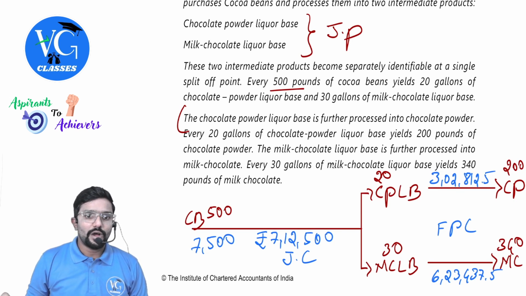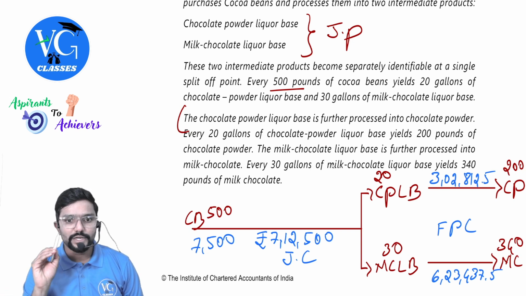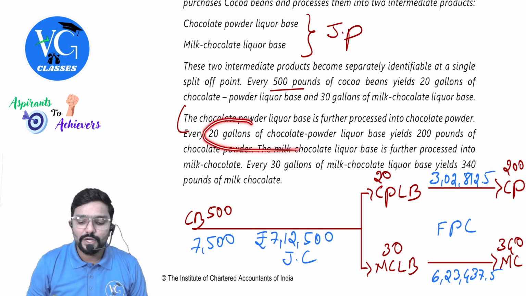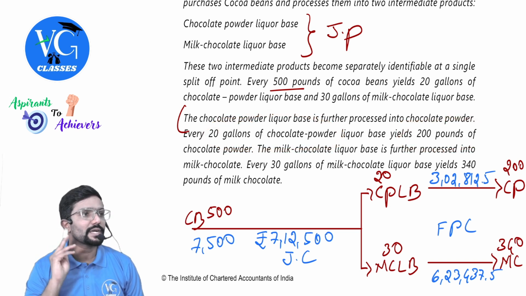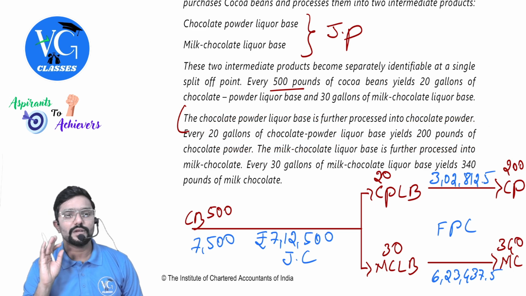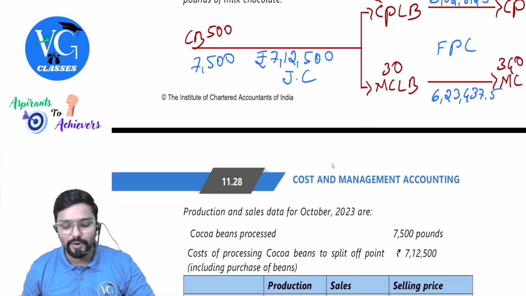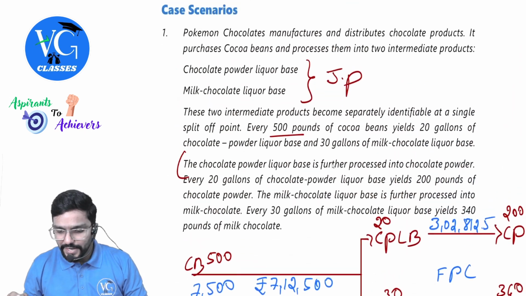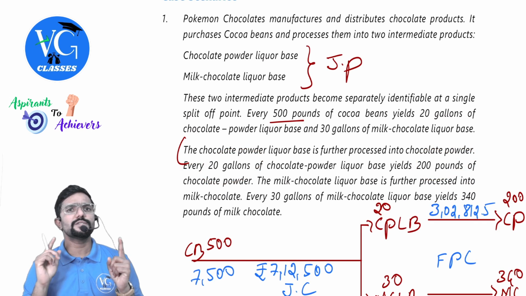Now, how much chocolate powder will we get? Sir, the liquor base is further processed into chocolate powder. Every 20 gallons of chocolate powder liquor base will yield 200 pounds of chocolate powder. So how much total would we have got? Guys, for chocolate powder, have they given the output? Yes. So 3000 divided by 200 into 20. Total gallons we are calculating.